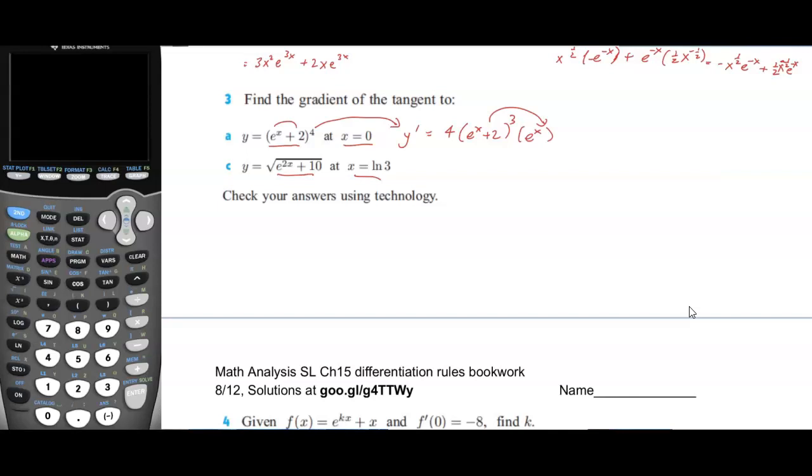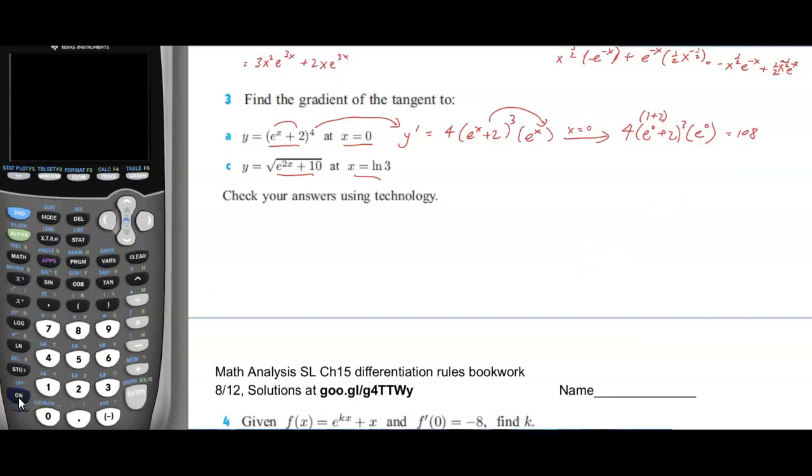If we substitute in x equals 0, then that would be 4 times e to the 0 plus 2, cubed, times e to the 0. And remember, e to the 0 is 1, so that would be 1 plus 2 inside the parentheses cubed, so that would be 3 cubed, which is 27. 27 times 4 is 108. Okay, and now let's try to confirm that in the calculator.